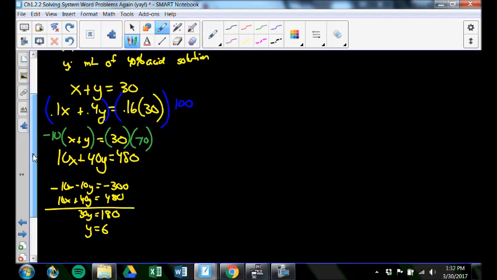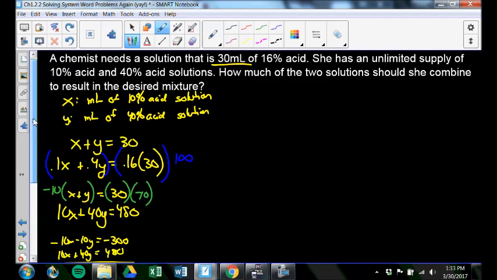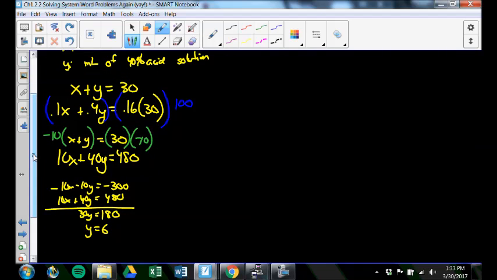If y is going to be 6, then x is going to be 24. I got that by plugging a 6 in right up here, because x plus 6 has to equal 30, so x is going to be 24.